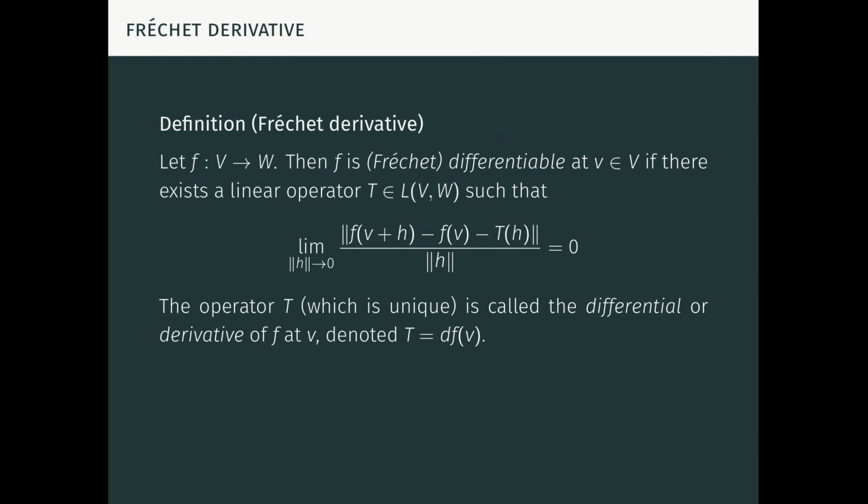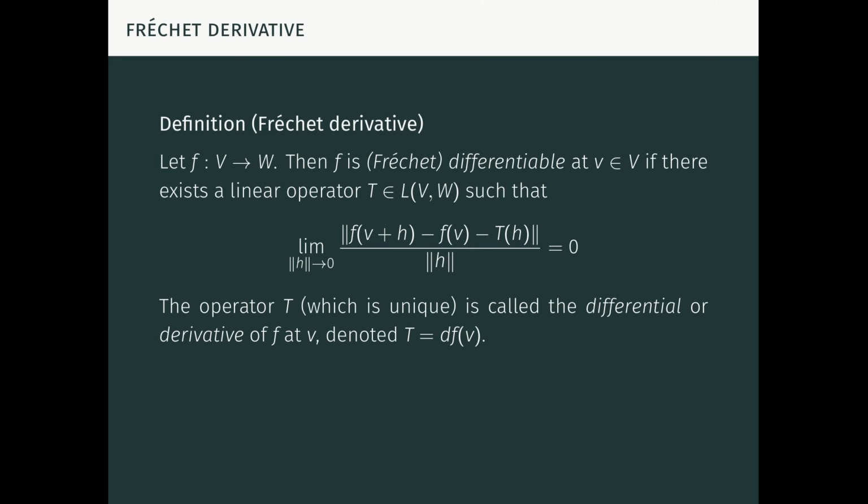So finally, we can present the definition of the Frechet derivative. Let f be a function from V to W. Then f is Frechet differentiable at the vector v in V if there exists a linear operator T from V to W which well approximates the change in f at v, in the sense that this limit is 0. I'll discuss this limit more in a minute.